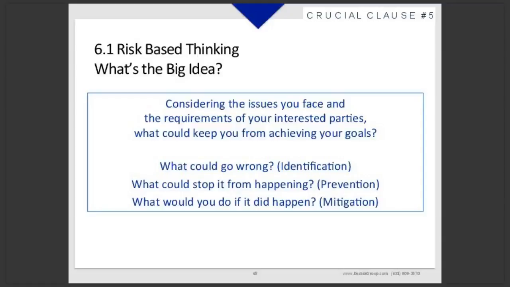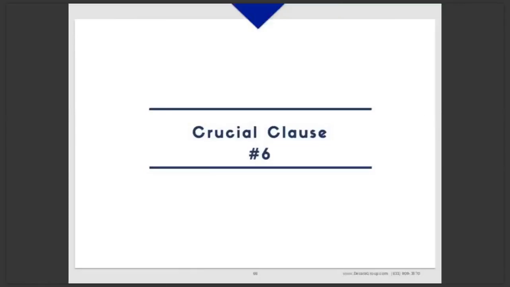So this is what the big idea says. Consider the issues you face and the requirements of your interested parties. That means going back to 4.1 and 4.2. What could keep you from achieving your goals? Right here, we're at about an hour and 13, hour and 15 into the presentation. If you want to write that down on this page to come back to this section: what could go wrong? What could stop it from happening? And what could you do if it did happen? You should have those in place for the risks facing each process. I'm talking big time process approach here.